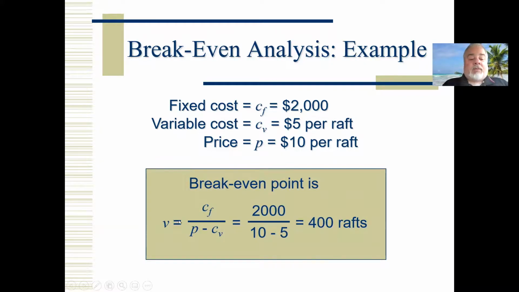So the break-even point, if I use that equation from the previous slide, is 2,000, which is my fixed cost, divided by the price minus the variable cost. I need to make 400 rafts. And 400 rafts is not what I want to make, because how much money did I make with 400 rafts? Nothing. I paid my employees.